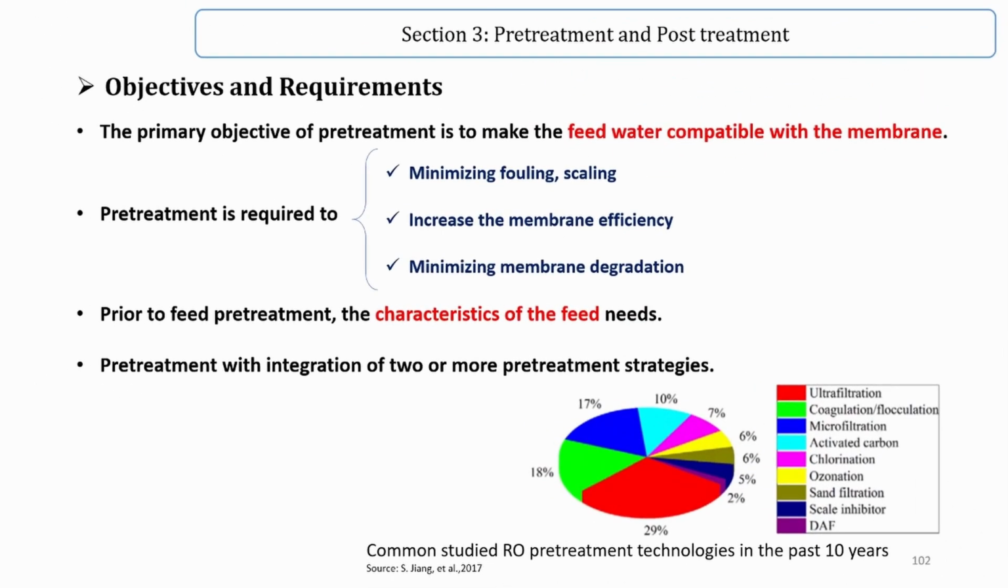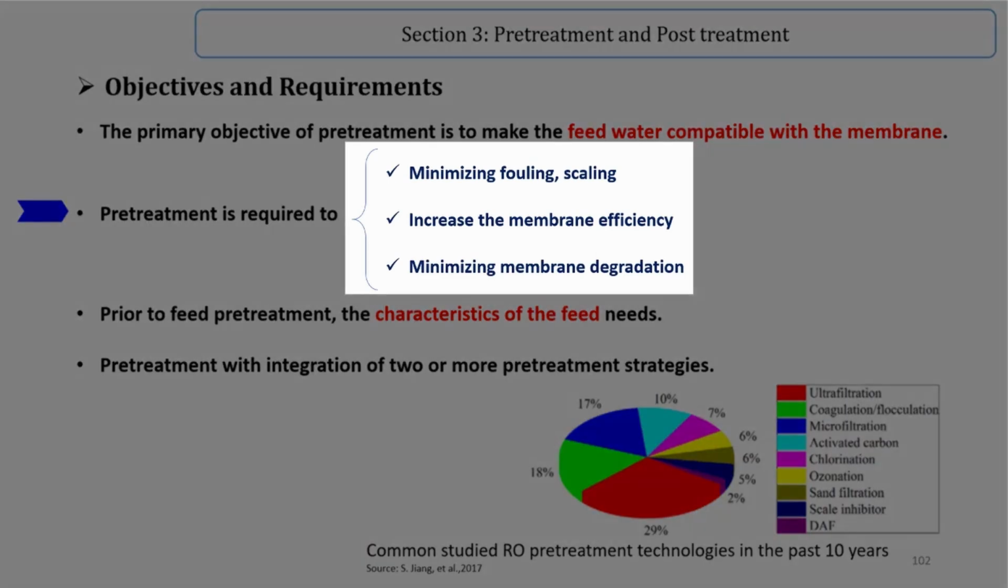Objectives and requirements. The primary objective of pretreatment is to make a feedwater compatible with the membrane. Pretreatment is required to increase the efficiency and life expectancy of the membrane elements by minimizing fouling, scaling, and degradation of the membrane.